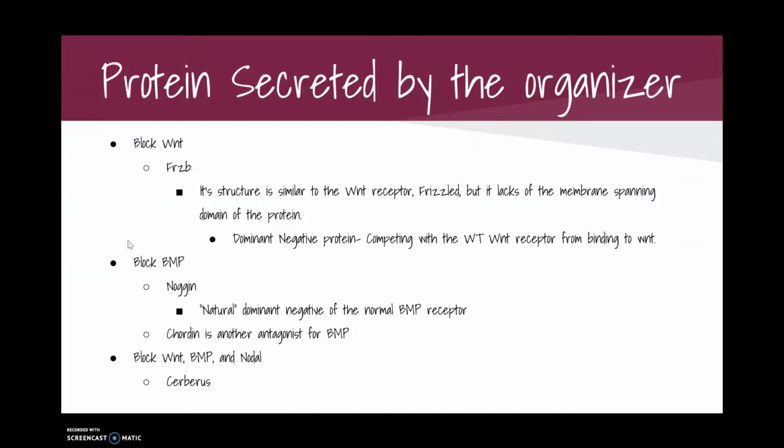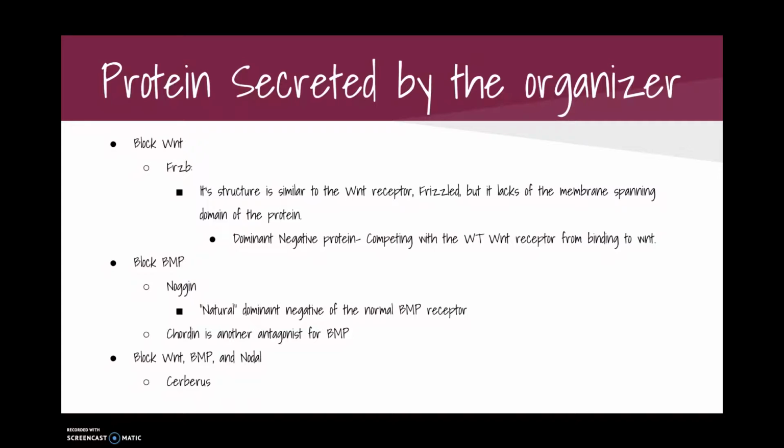Proteins secreted by the organizer. Like we mentioned on the last slide, the organizer secretes proteins to block certain pathways, which signals tissue not to adopt a certain fate. To block the Wnt signaling pathway, the organizer will secrete Frzb. Frzb's structure is similar to that of the Wnt receptor Frizzled, but it lacks the membrane-spanning domain, which makes it a natural dominant negative protein. It's able to compete with the wild-type Wnt receptor for binding to Wnt, which will affect the signaling of Wnt.